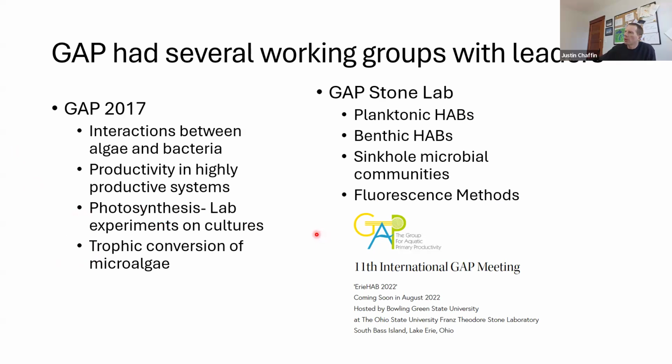At the Stone Lab GAP, what we proposed to do was planktonic HABs, Lake Erie Microcystis blooms. Back then, we also had Sandusky Bay Planktothrix blooms. We were going to have a group on benthic HABs, and a sinkhole group, which would have been in Sandusky Bay. We're not proposing this one anymore. And then a group looking at fluorescence methods. Our website is still active. BGSU was going to host it, so you can still go to gap.bgsu and find our website.